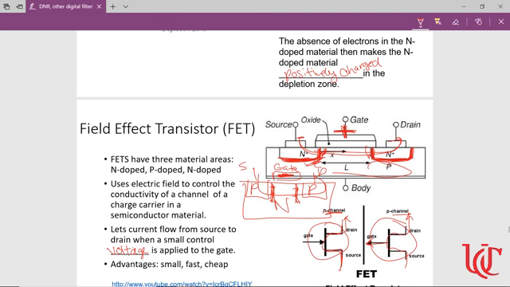Anyway, okay. Questions on our transistors? Yeah.